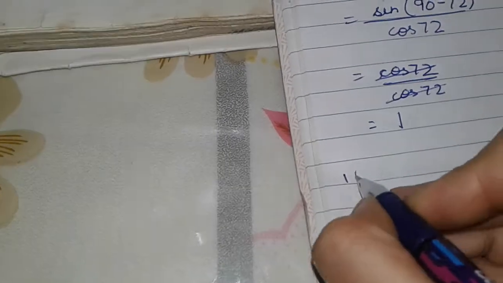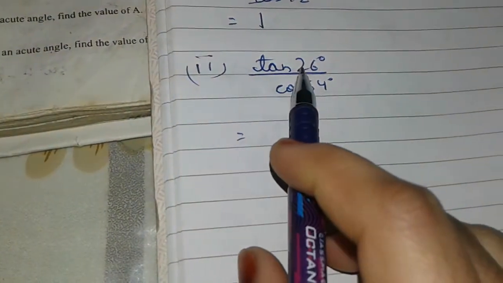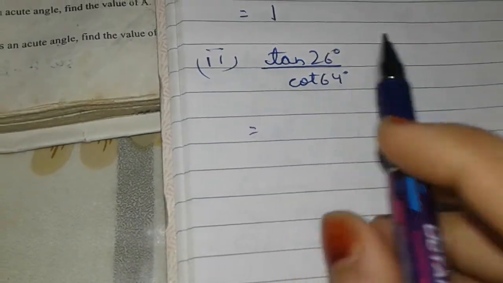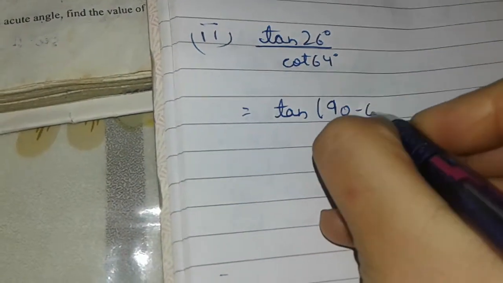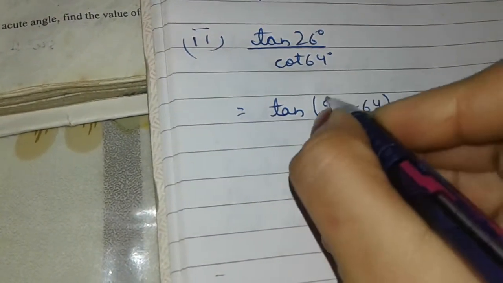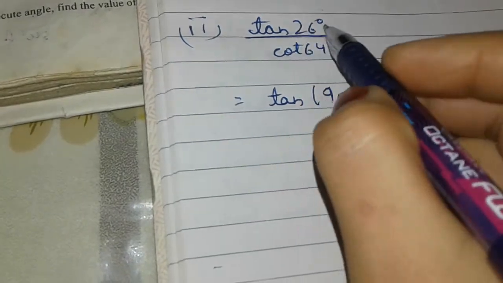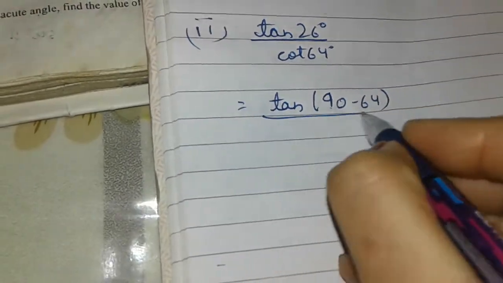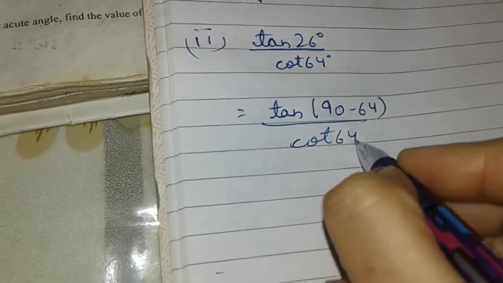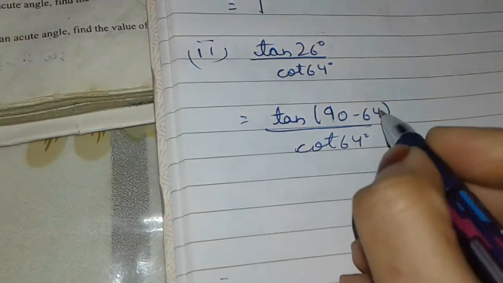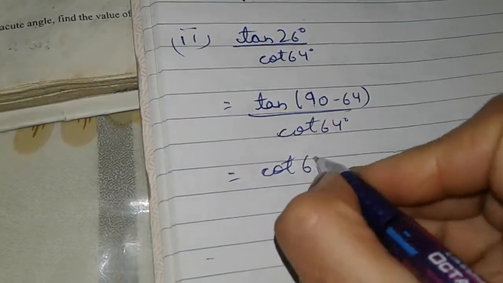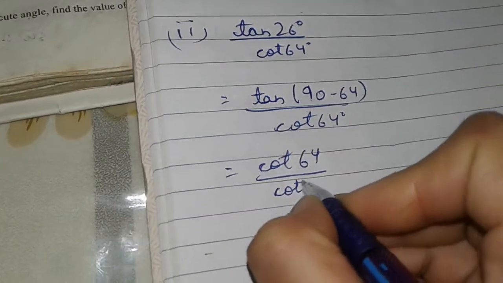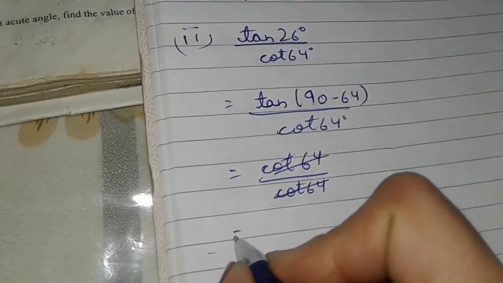Write down the second part. Again, this 26 can be written as 90 minus 64. 90 minus 64 is equal to 26. So, in place of 26, I am writing 90 minus 64. Now, again, tan 90 minus a will be cot a. Angle will be this 64. Cot 64 upon cot 64. Again, it will be cancelled out and the answer will be 1.